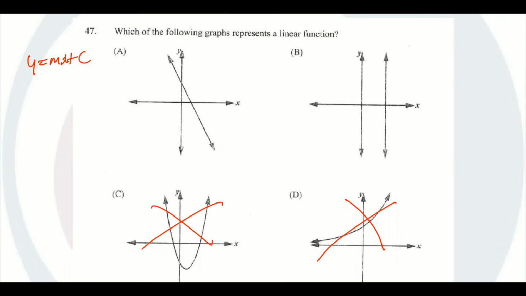So hence, this has no slant to it, and from this, no slant, it doesn't have a gradient. So it doesn't have a slant, and it doesn't have a y-intercept, so we can cross out that. So we say A would be our linear function.